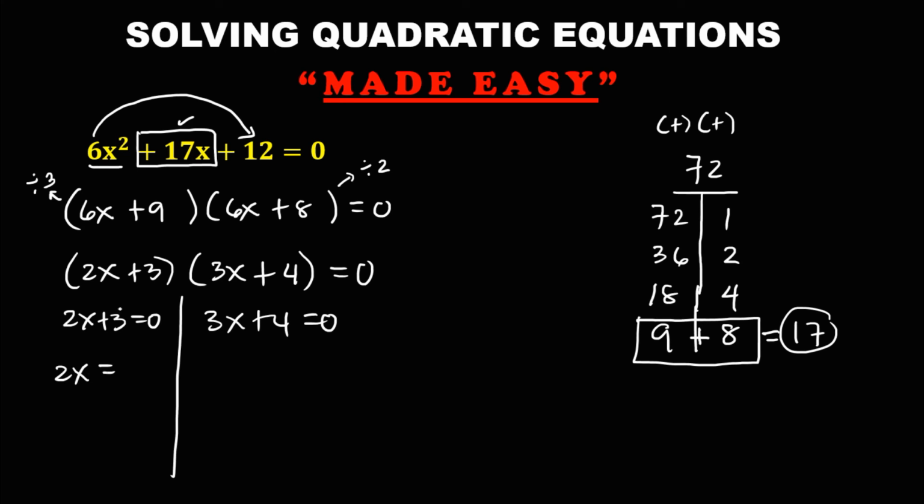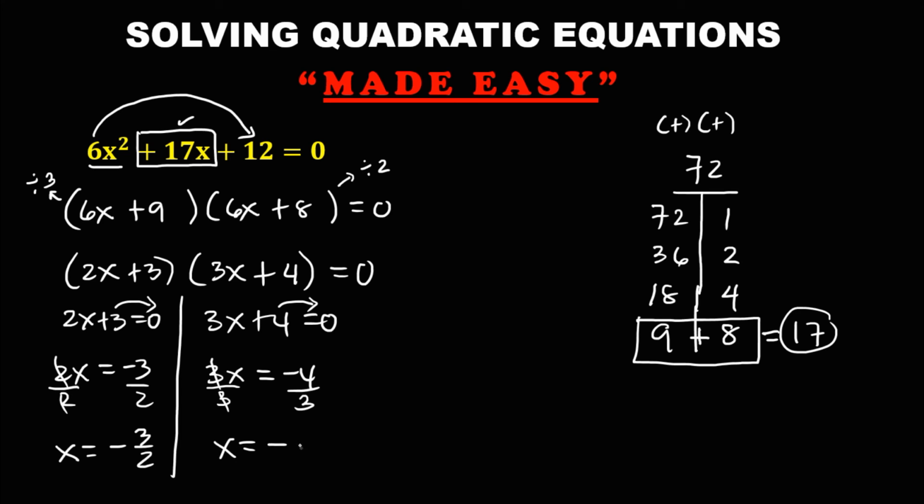Then we have 2x equals transpose negative 3. This one is 3x equals transpose negative 4. Divide by 2. So x equals negative 3 over 2. Then divide by 3. So x equals negative 4 over 3. So these are the values for x.